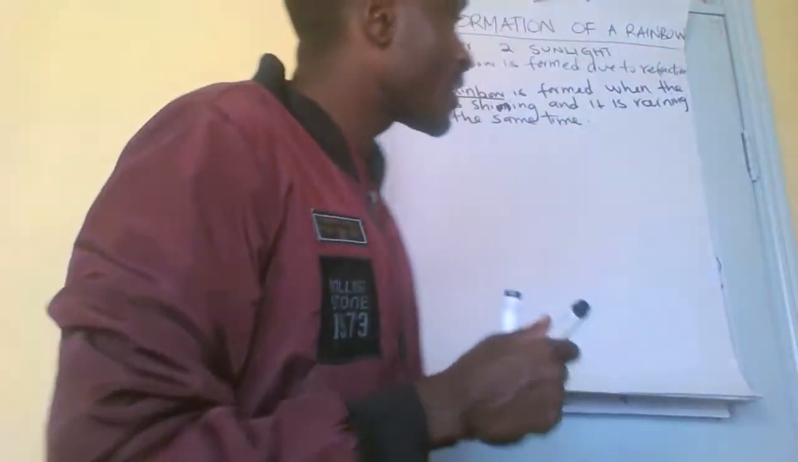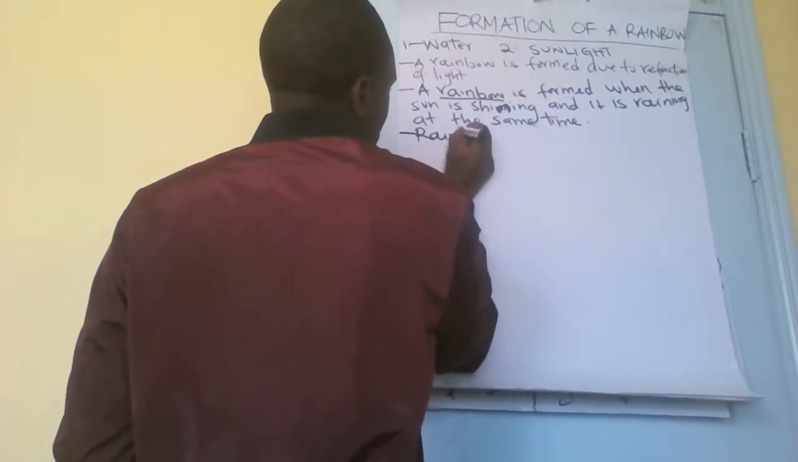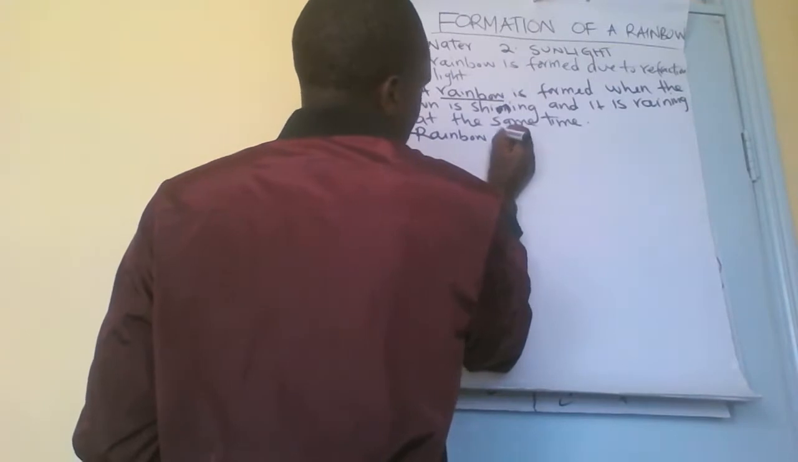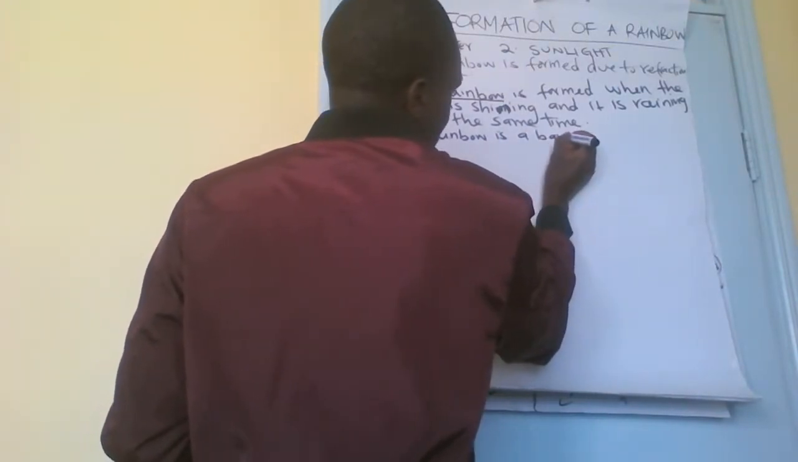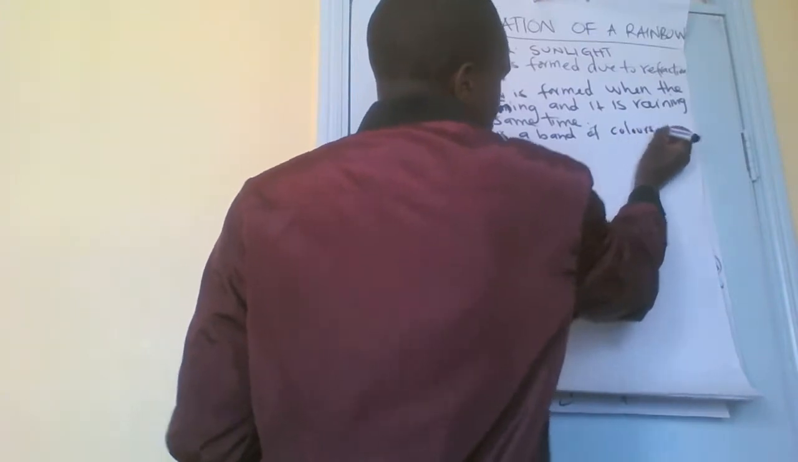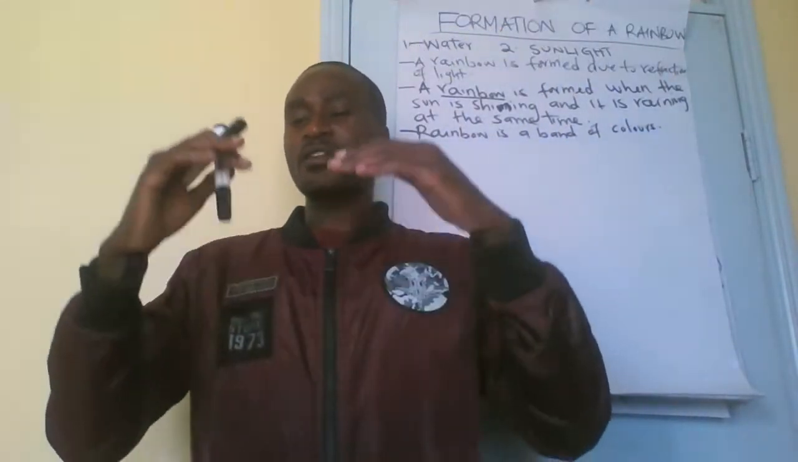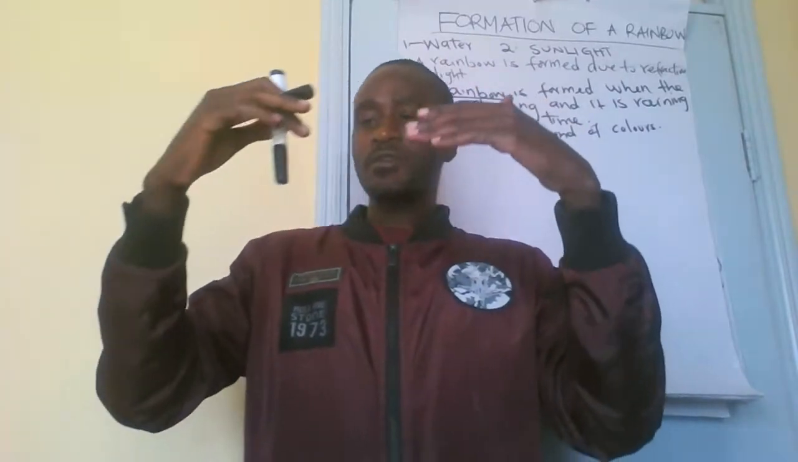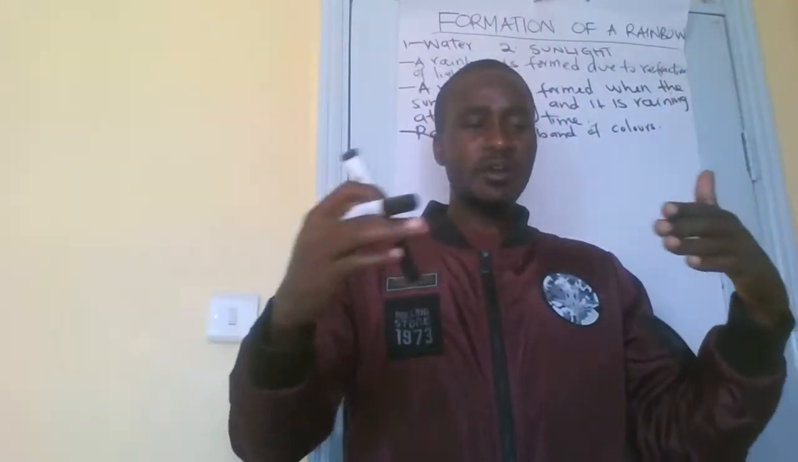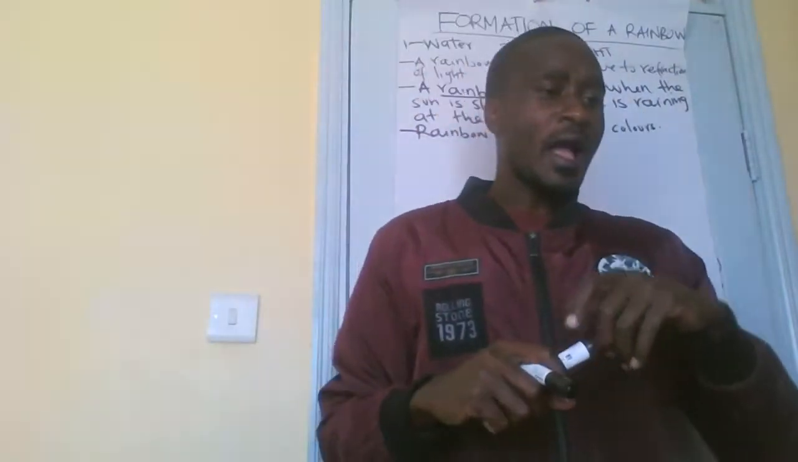So this is a band of colors. A rainbow is a band of colors. What brings this band of colors? There's that thing which we call the splitting of light.